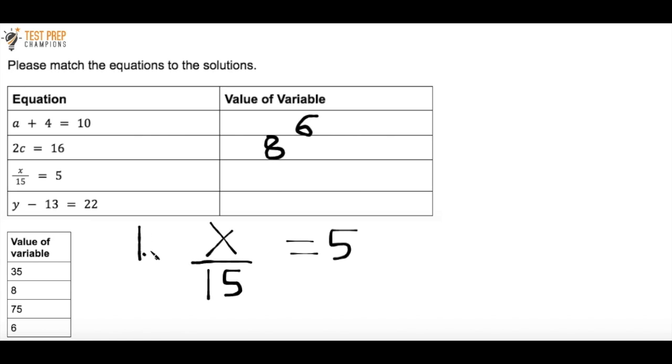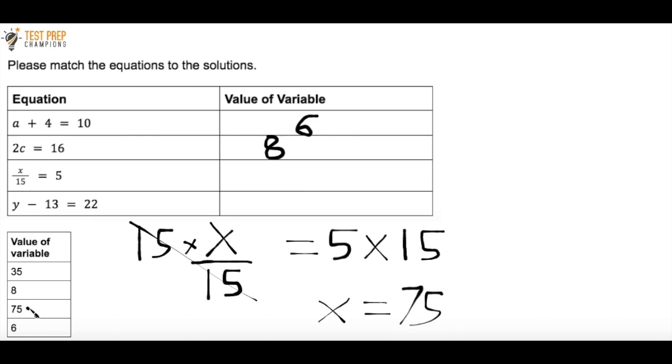So if I multiply by 15 over here, my 15's are going to cancel out, which gives us just this x here. But whatever I do to one side, I'm also going to have to do to the other side as well. So I would have 5 times 15 to do, and 5 times 15 is 75. So here I'll figure out that x equals 75.